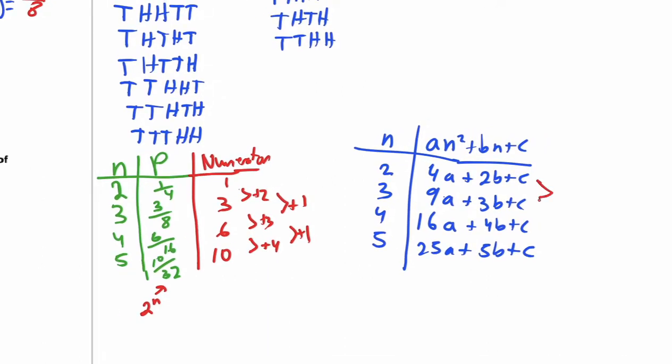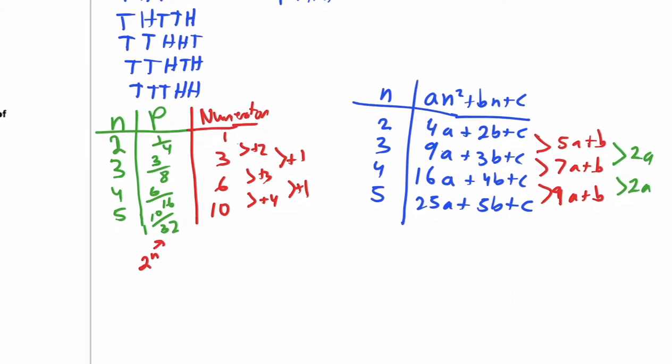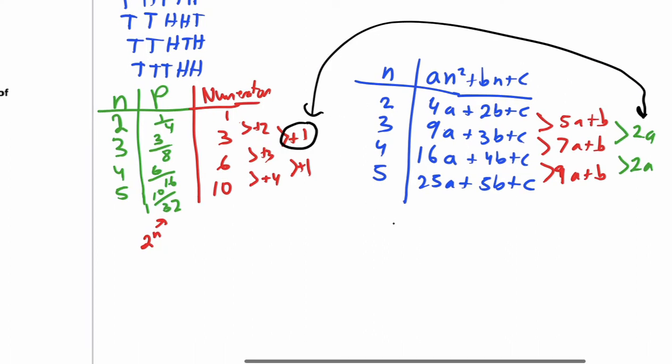Then we get the first level differences. Subtract, we get 5a plus b, 7a plus b and 9a plus b. The next level difference is 2a and 2a. It's a constant, meaning it's quadratic. So now we can equate these parts here, for instance. Those should be the same. 1 equals 2a, so a equals half. We've already figured out the a value in our quadratic rule.